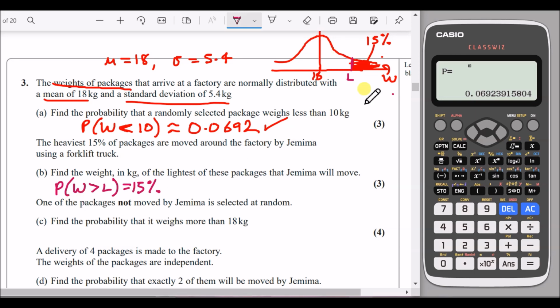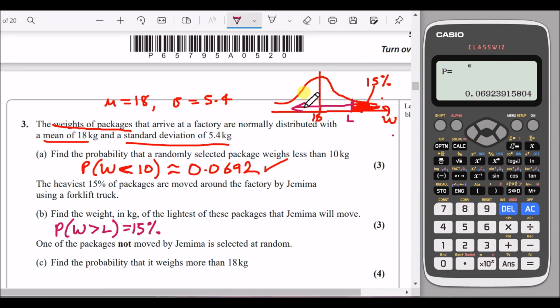So one way we can look at this, we know that this tail is 15%, but if we look at the y area, the left side of it, we can figure out that the rest of the area is going to be 85%, because all areas in probabilities have to add up to 100%. So the left side below L is 85%. So we can say that the probability that the weight is less than L is 85%.